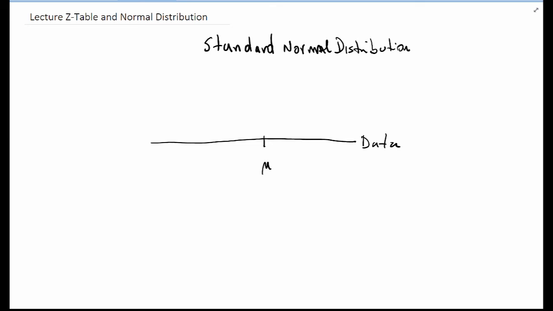So if we have the data set and we have the mean of the data, and we move one standard deviation above and one standard deviation below the mean, we're going to find 68% of the data in that range. The reason is that the data is normally distributed, which means the density function, basically the histogram of the data but continuous, is symmetric around the mean, so 50% of the data is above the mean and 50% is below.